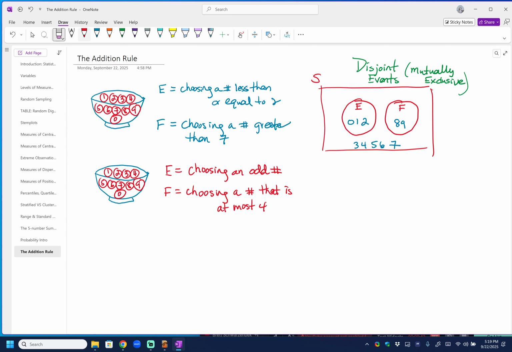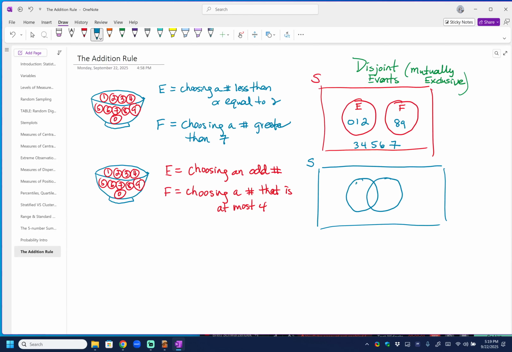Okay, so again, what we need to do is create a Venn diagram. Okay, again, that'll be the sample space. So if we say at most 4 and choosing an odd number, there is actually overlap this time between the two events. So that means we would need to draw overlapping circles. Okay, we'll call this E and this F.